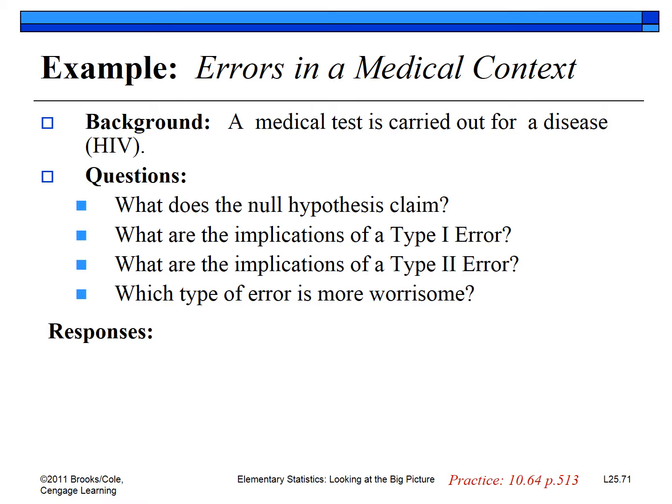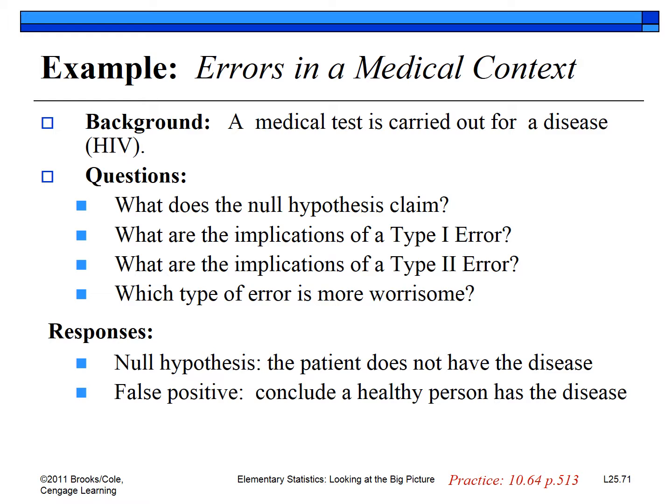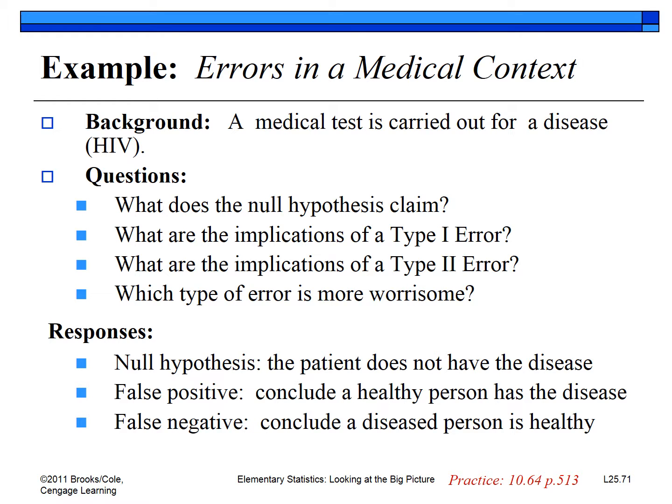Well, remember, the null hypothesis is always that the status quo holds. There's nothing interesting going on. For this situation, that means the patient does not have the disease. A false positive, then, would be to tell a healthy person that they're HIV positive. A type 2 error would be a false negative, that we conclude that someone who is HIV positive does not have the virus. It's that second one that's more worrisome.